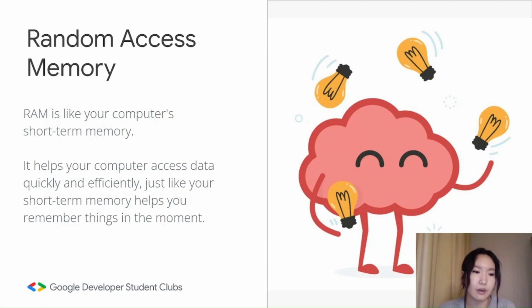So what does that mean though? So RAM is basically like your computer's short-term memory. It helps your computer access data quickly and efficiently. If I were to take an example on a human being, it's like your short-term memory helping you to remember things at that moment.